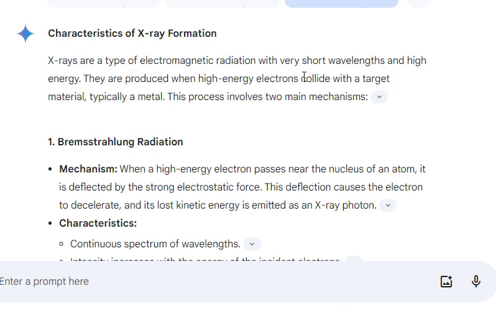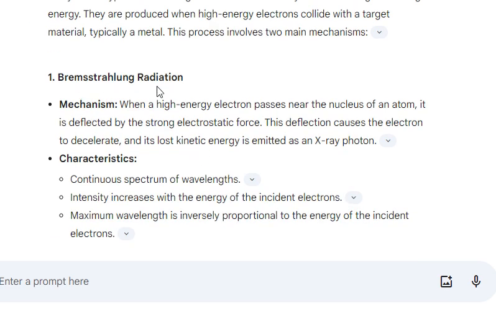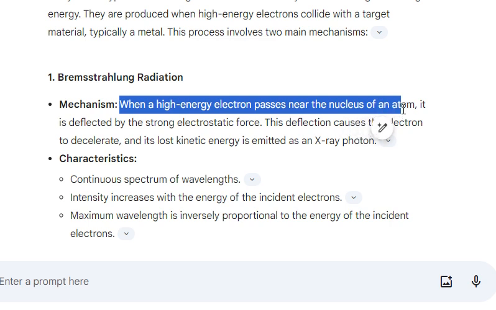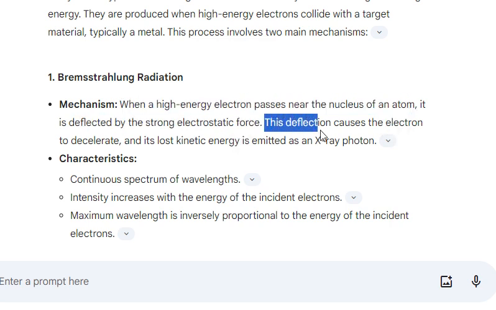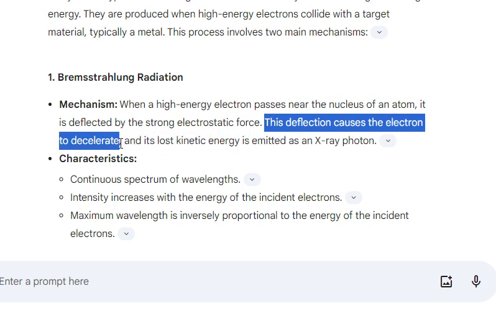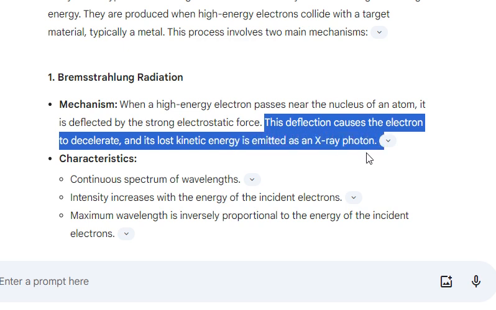Here, depending on the collision of electrons with a target material, two types of mechanism occur. First is Bremsstrahlung radiation. In this radiation, when a high energy electron passes near the nucleus of an atom, it is deflected by the strong electrostatic force. This deflection causes the electron to decelerate, so it loses its kinetic energy, and there is an emission of an X-ray photon.